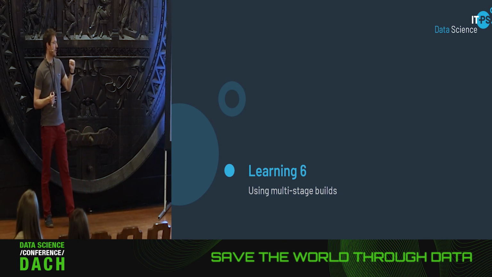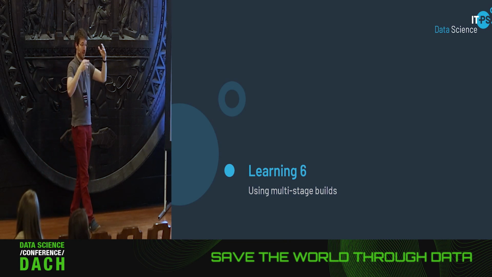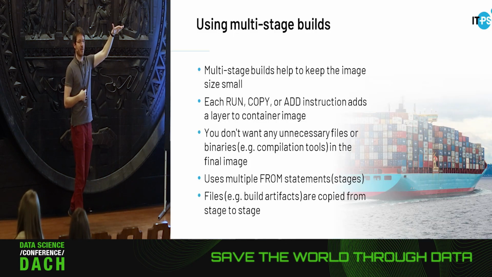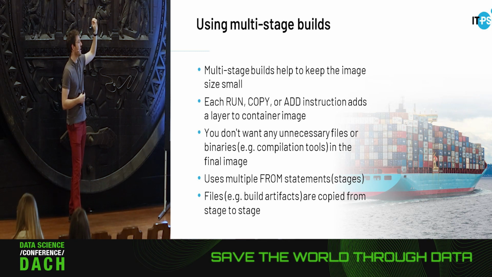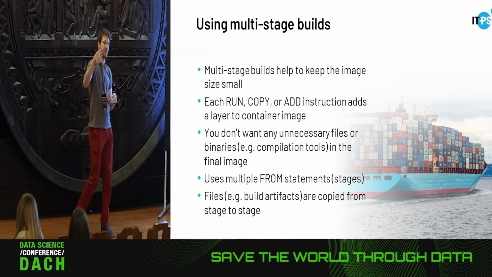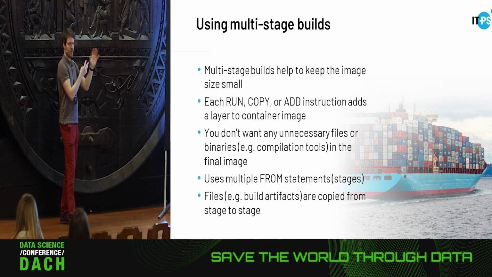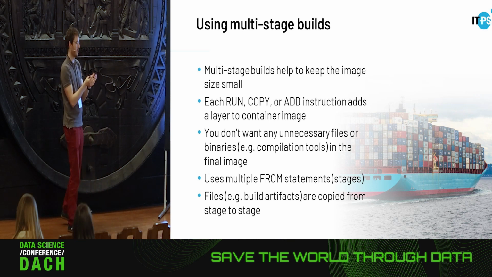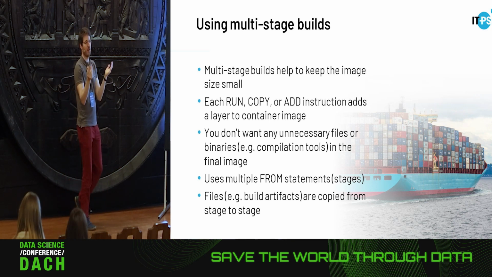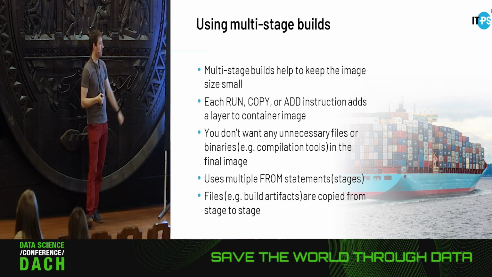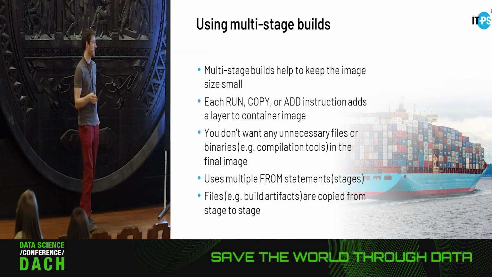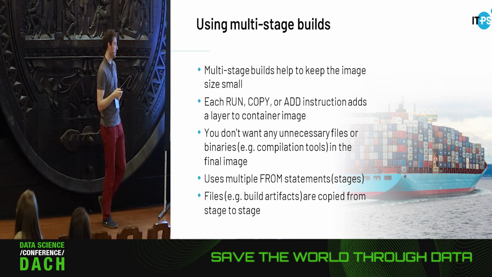It's multi-stage builds. If you've worked with containers, you know a container file or Dockerfile starts with a FROM statement where you specify your image, and then each RUN, COPY, or ADD instruction adds a layer to your image. And you don't want to have anything other than what you actually want to ship within your image, because all of these things are risks, and you might bloat an image. So all of the binaries, for example, that you need to compile stuff, you don't want to have in the final image. And multi-stage builds help you to achieve that.